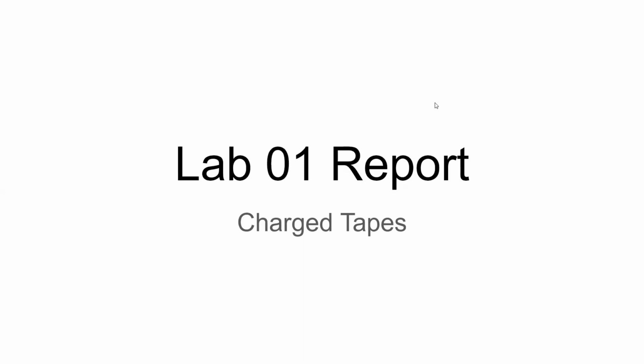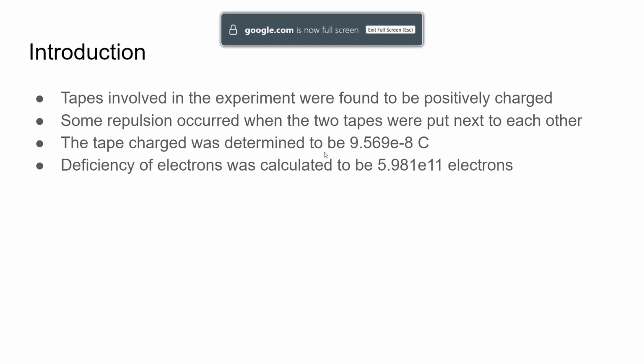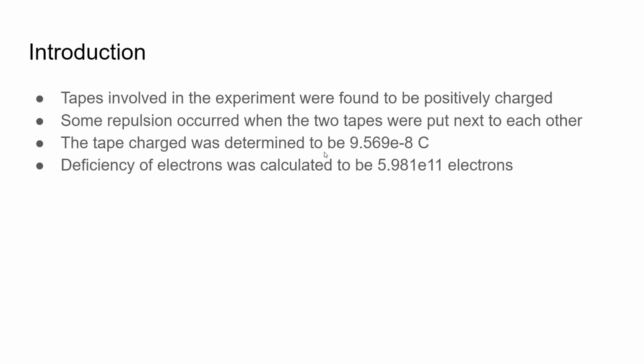This is lab report one, charged tapes. So, introduction: the tapes involved in the experiment were found to be positively charged, and some repulsion occurred when the two tapes were put next to each other. And then this was the charge on the tape that was calculated, and also the deficiency of electrons for the tape that was calculated as well.